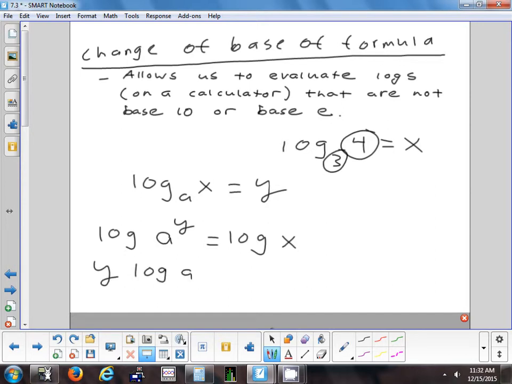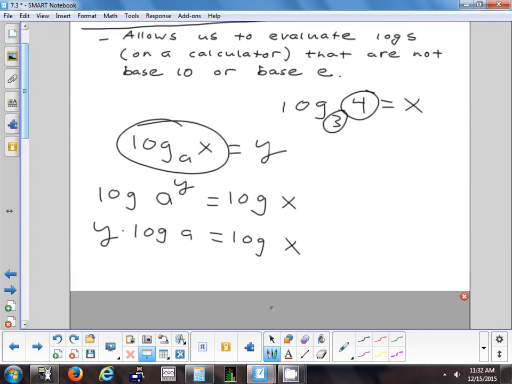So now we have y log a equals log x. And remember, our whole goal is to figure out what y equals. We're trying to get a formula with y by itself. But not like this, because we don't know how to type this in. What would be my last step here to get y by itself? Yeah. Divide by the log of a, whatever that is.